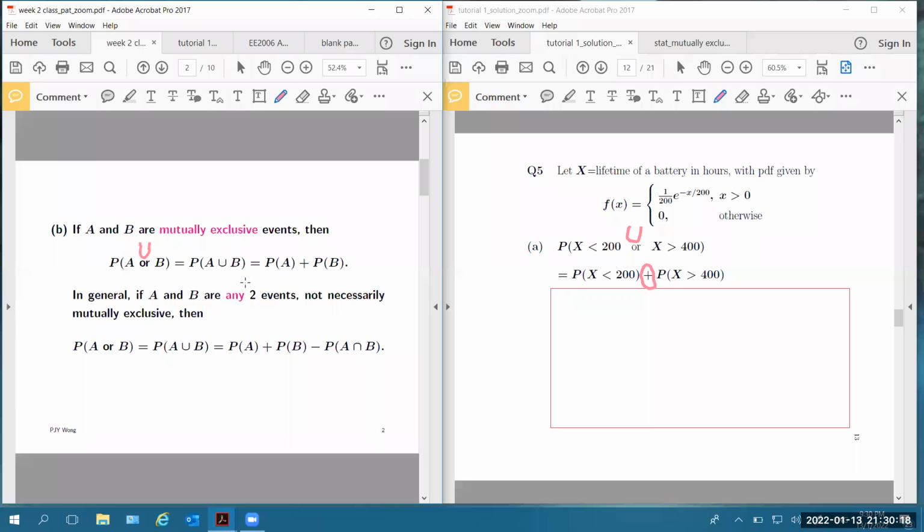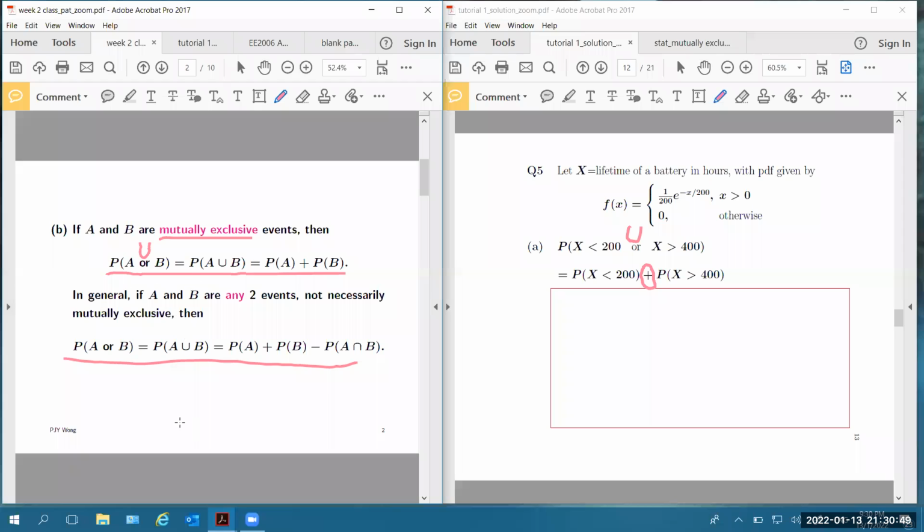And it is over here. You see here? If A and B are mutually exclusive, then we have this. Probability of A or B is the sum. And if A and B are any two events, that means they may not be mutually exclusive, then the general formula is like this. So this is about the union.